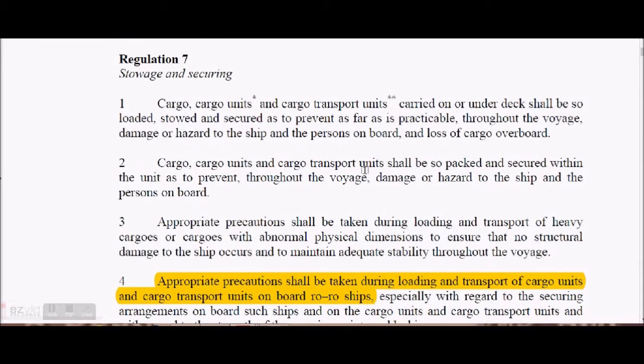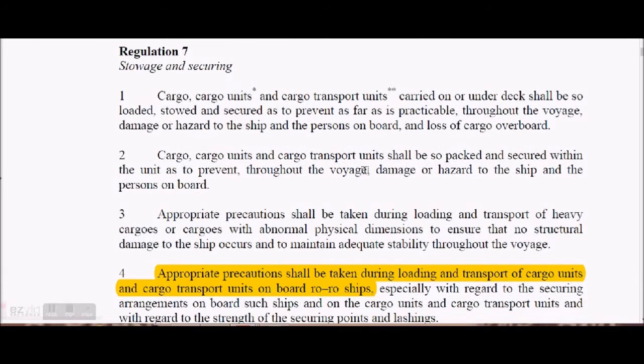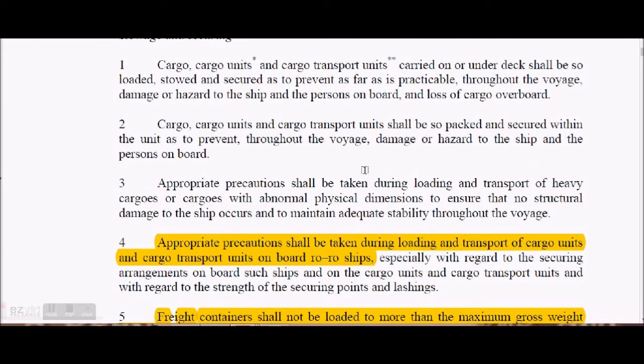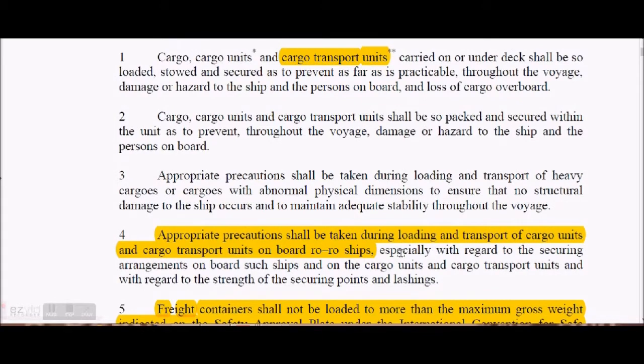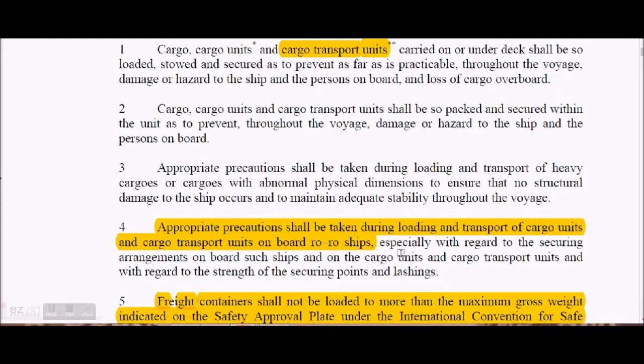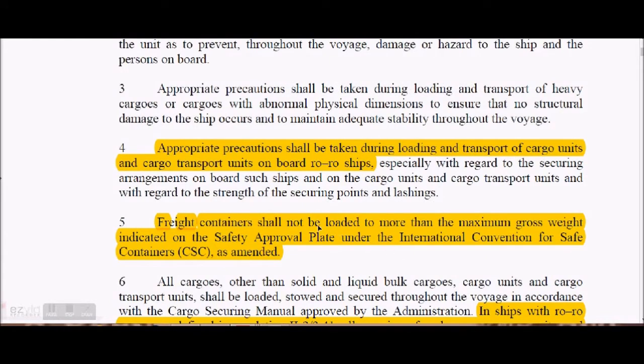Then stowage and securing. So cargo unit, cargo transport unit, this CTU, refers to the IMDG code. And appropriate precautions shall be taken during the transportation of cargo units and cargo transport units on ro-ro ships. When it is freight, a container shall not be loaded to more than the maximum gross weight indicated in the safety approval plate, the CSC plate, on the containers. This is all just general, what to do, what not to do.